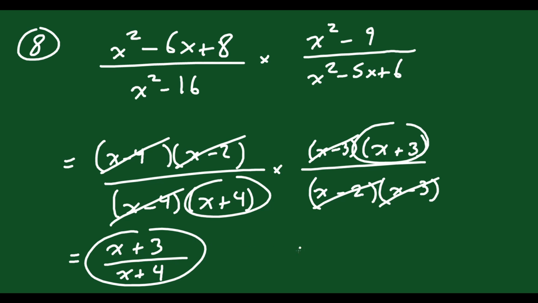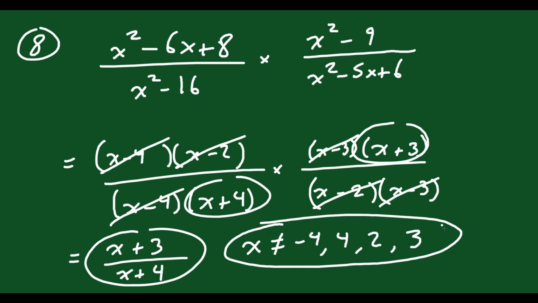That's your final answer. You go ahead and you state your restrictions. X cannot equal negative 4, positive 4, positive 2, positive 3. Those will be your restrictions.